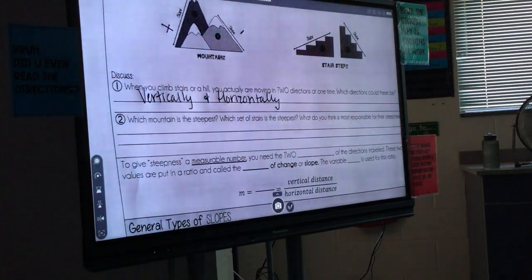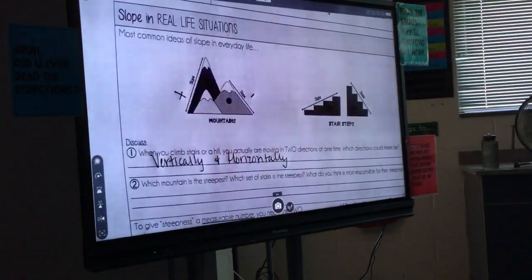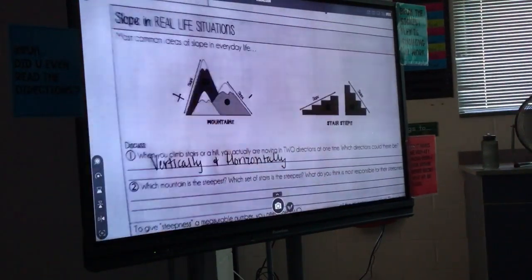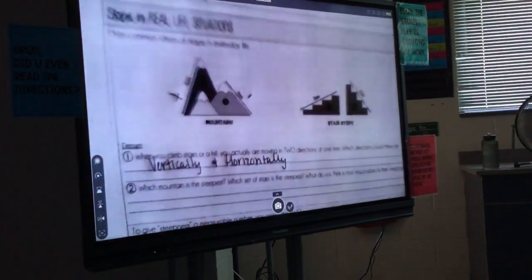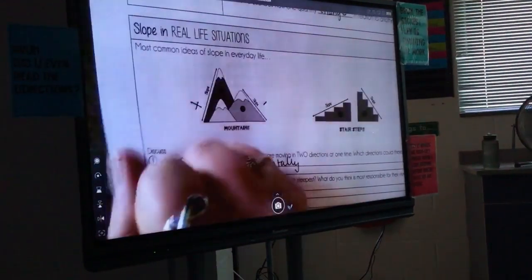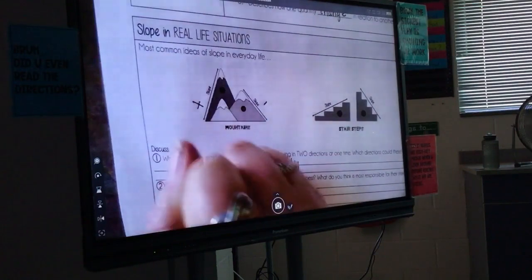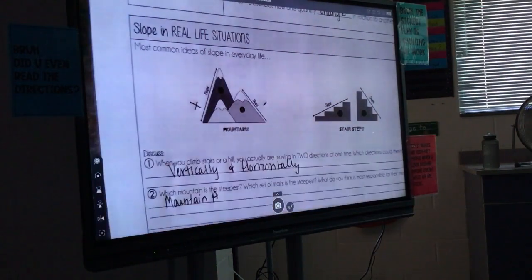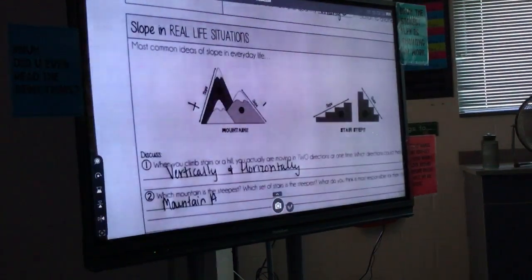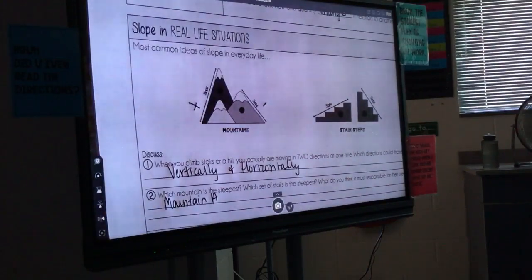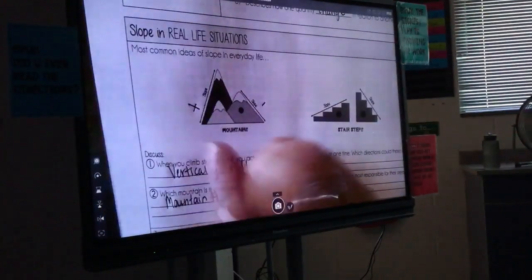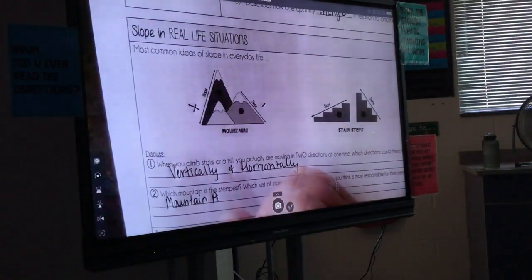Which mountain is the steepest? What do you think, Brayden? Mountain A. Why? Because the way the vertical is at an angle going up is hard to explain. Just looking at it, you can tell. Okay, so mountain A, that is correct. But why is mountain A the steepest of mountain A and mountain B? Because it's more vertical. Like it's facing up more.